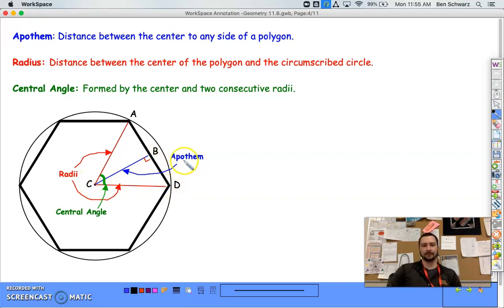Next we have an apothem. So an apothem is the distance from the center to each side. So remember, when we find the distance from a point to a segment, that's always going to be a perpendicular segment. So it's always going to make a right angle, this apothem. So as you see, we'll have some right triangles here. That's where our sine, cosine, tangent stuff will come in. And then we also have this central angle here, which is also going to be important. So a central angle is formed by two consecutive radii. So this angle here is called a central angle.